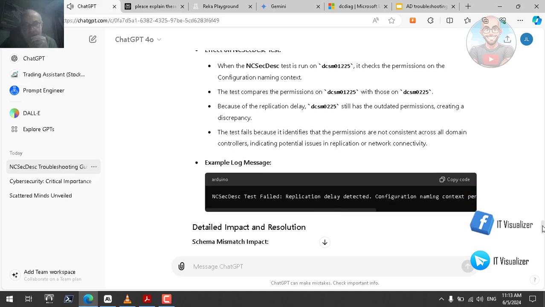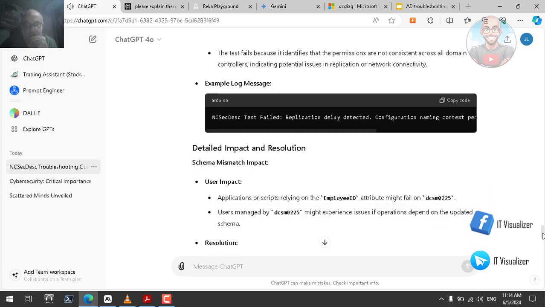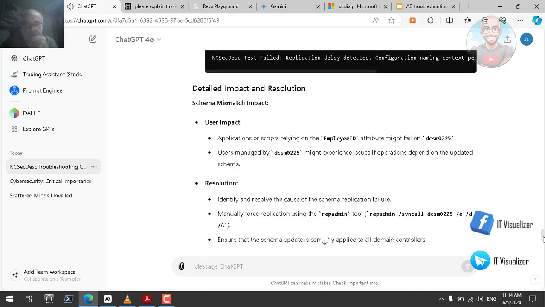Example log message: NCSec desk test failed. Replication delay detected. Configuration naming context permissions differ between DCSM 01225 and DCSM 0225. Detailed impact and resolution: schema mismatch impact, user impact.